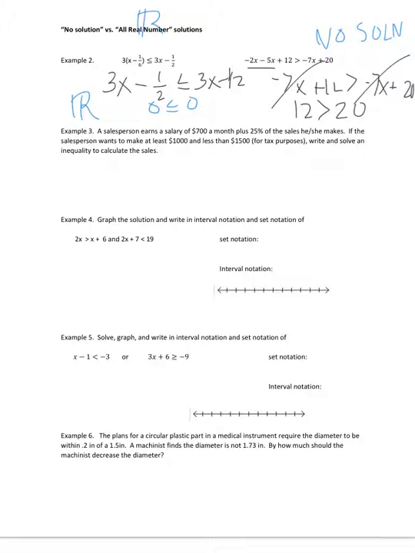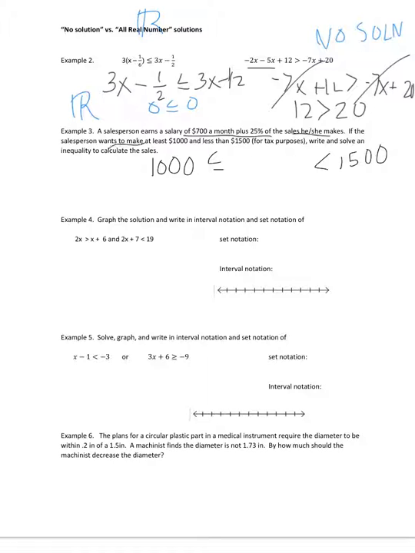And number 3, a salesperson earns a salary of $700 a month plus 25% of the sales he makes. If the salesperson wants to make at least $1,000 and less than $1,500 for tax purposes, write and solve an inequality to calculate the sales. So in this case, we have 2 endpoints of our inequality. This is a compound inequality. We're trying to make at least $1,000, which includes it, and less than $1,500, which doesn't include it.